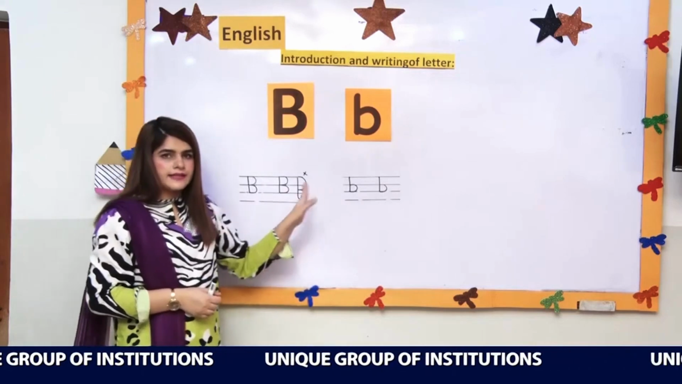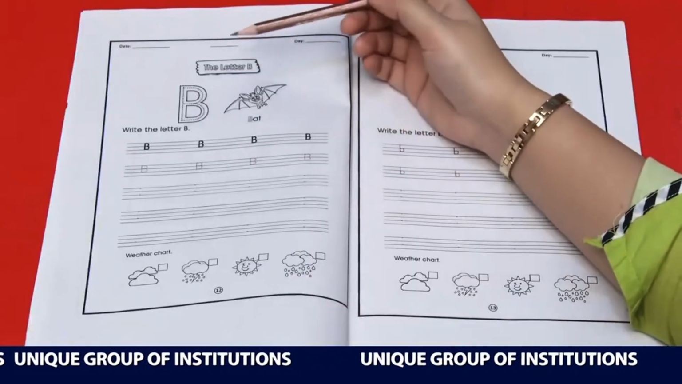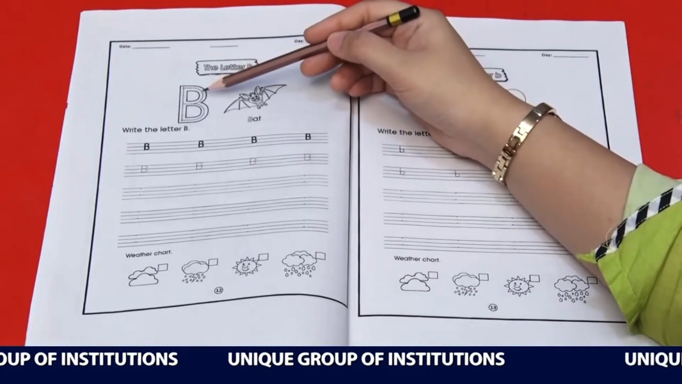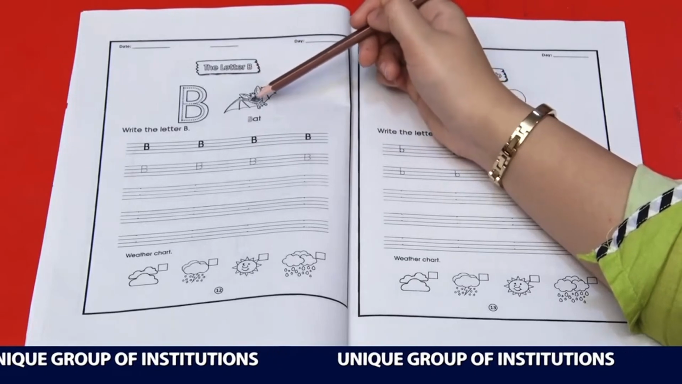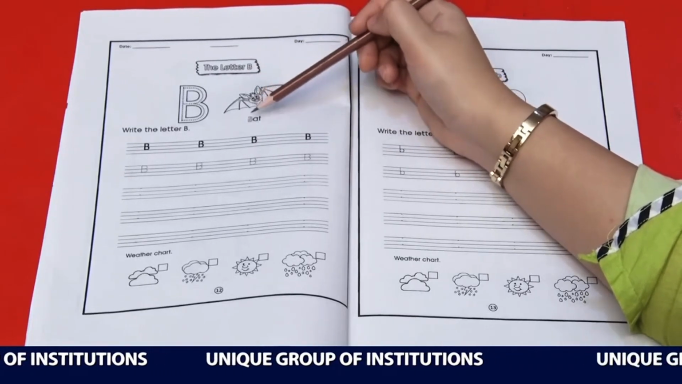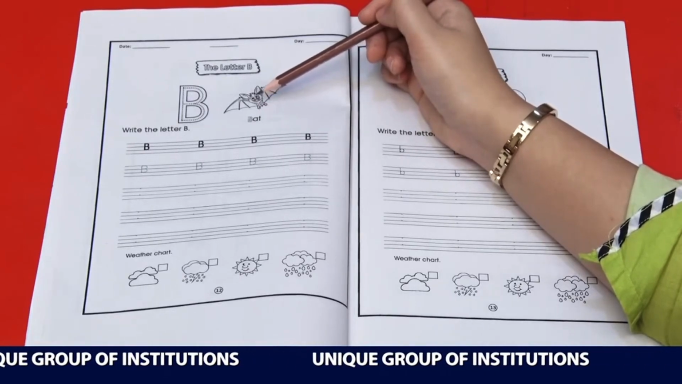Capital B and then small b. Now we are going to write this. You can see on this page we have the letter B. This is capital B. And here we have a picture of a bat because it starts from the letter B. You can hear the sound B before the bat.